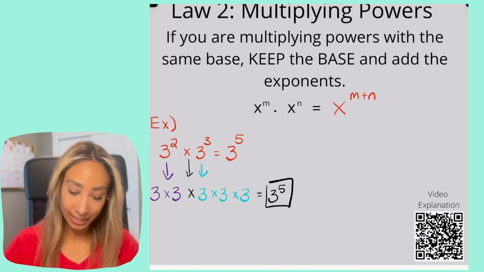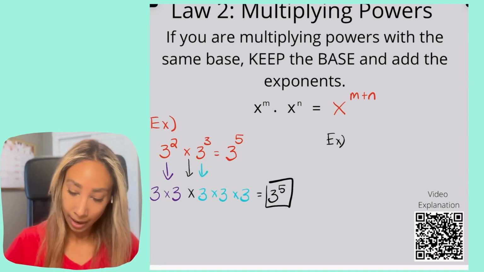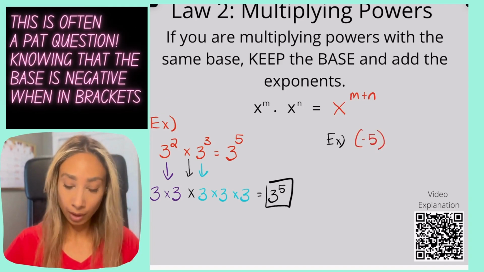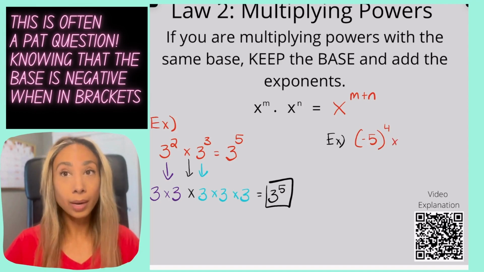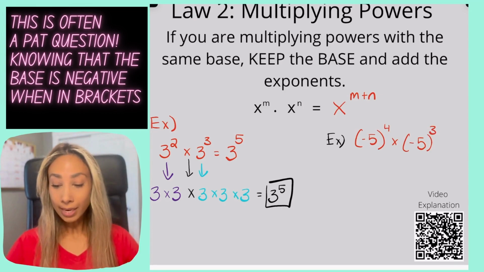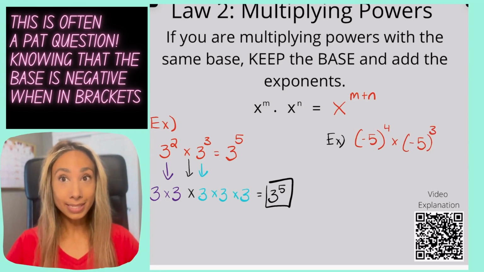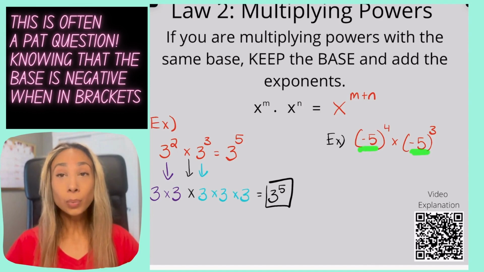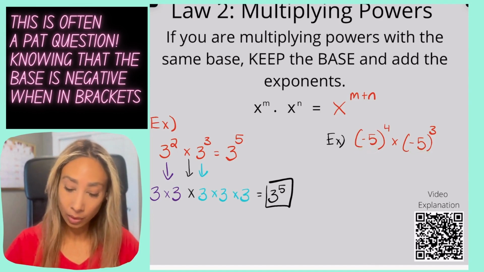Okay, let's try a different example. I have here -5 to the exponent of 4, and we are going to go ahead and multiply that by -5 to the exponent of 3. Now, don't let that negative trick you. The base is still the same, right? The base for both of them is going to be -5. So that means we can just go ahead and do the same thing, and we can add those exponents.